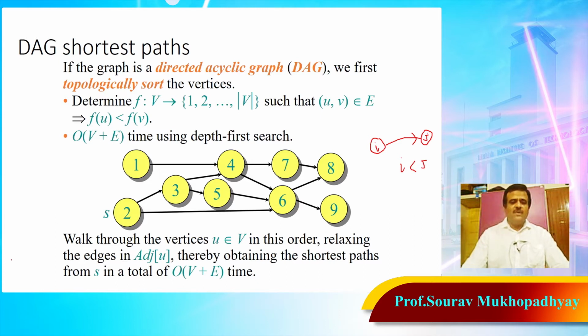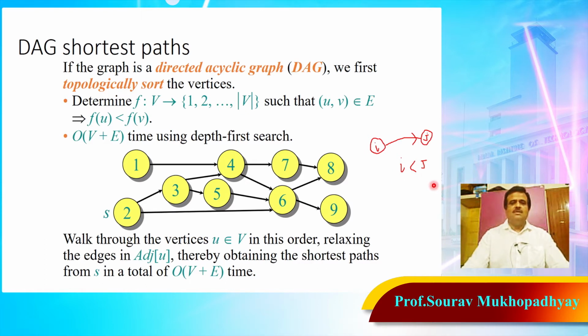So, for any edge uv, if this is u and this is v, then we have to find this function f of u, which is a numbering from 1 to n. So, we have to do the vertex numbering 1, 2 up to n, so that this ordering is followed. This is called topological ordering. That means if there is an edge from this vertex to this vertex, and if this vertex is numbered i and this vertex is numbered j, then i must be less than j.